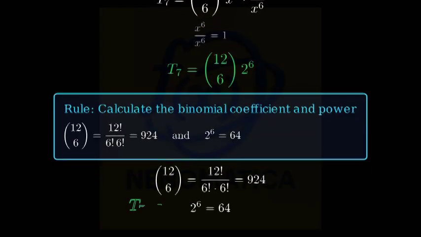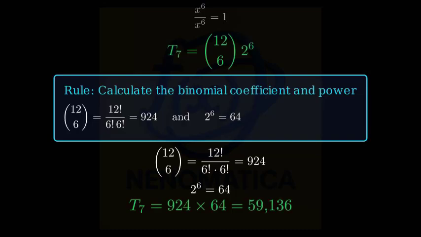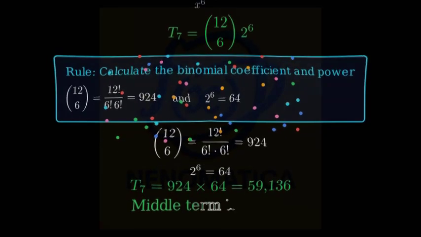Step 5. Multiply them together. T7 equals 924 times 64, which equals 59,136. That is the middle term, a constant term.